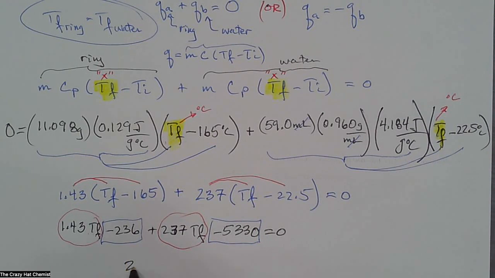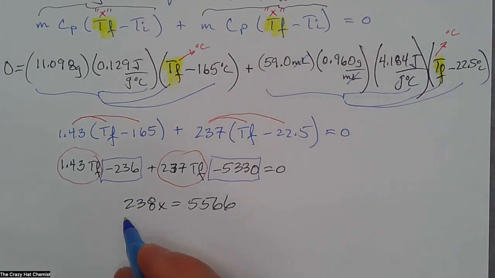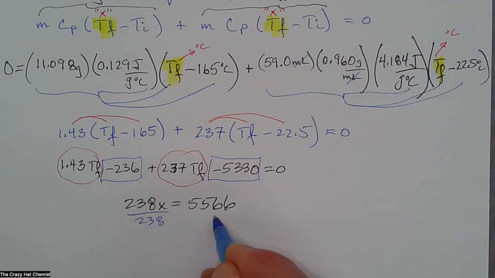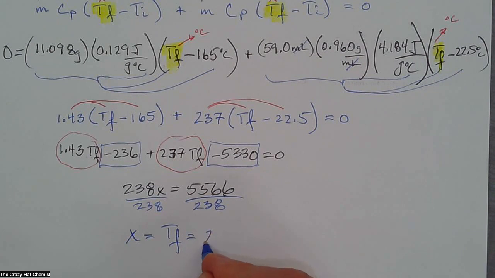So we're going to have 238 X is equal to 5566. And now this is a simple matter of dividing both sides by 238. And now we're going to have X, which is equal to TF, and that's going to be 23.4 degrees Celsius. So I've slapped those units back on there again. And this is the final temperature for both the ring and the water.